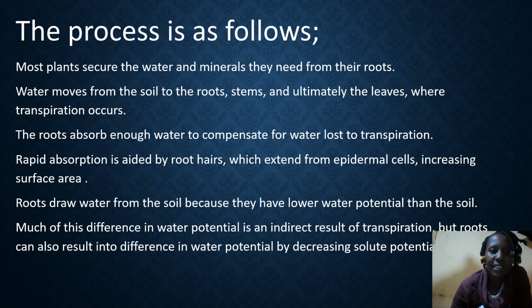Rapid absorption is aided by root hairs, which extend from epidermal cells, increasing surface area. Roots draw water from the soil because they have lower water potential than the soil. Much of this difference in water potential is an indirect result of transpiration, but roots can also create a difference in water potential by decreasing solute potential.